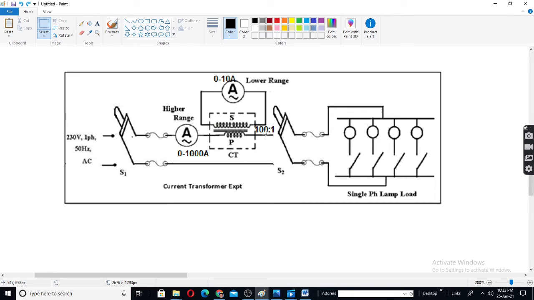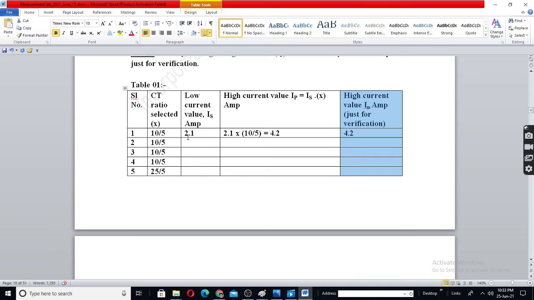Actually, the turns ratio will be 100 is to 1, 500 is to 1, 1000 is to 1, or 50 is to 1. Not just 2, that is 10 is to 5. For teaching in the laboratory, we have a 10 by 5 range. Practically, it will be a very high ratio, either PT or CT.